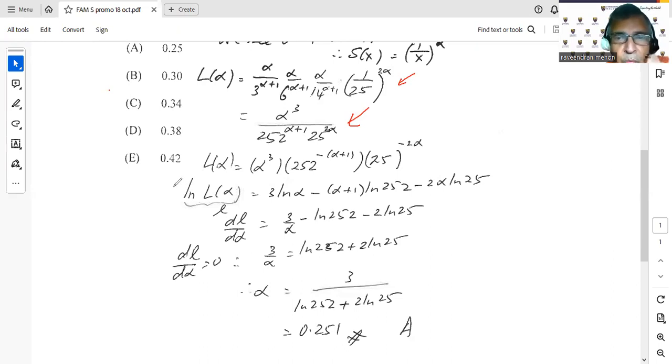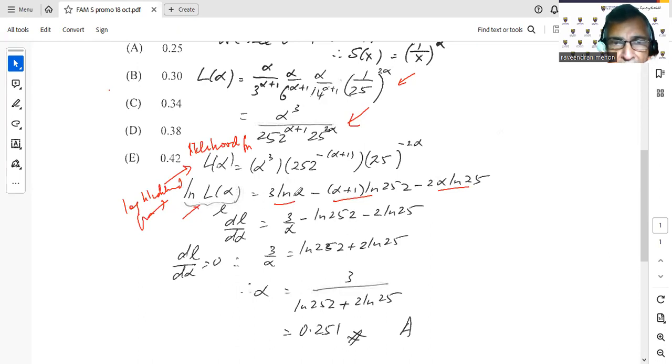Once you've settled that, rewrite it in the form that I like, so that I can get my log likelihood. This is my likelihood function. This is my log likelihood function. I just call this log of L of alpha, or you can just call it the lowercase l. Take logs and you'll get this. Pretty easy. Then what do we do? Take the derivative. When you do that, you'll get 3 over alpha minus log of 252 minus 2 log 25.